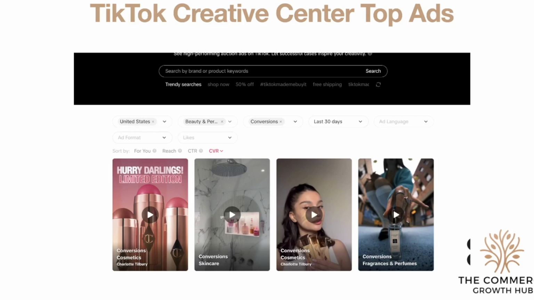Now, if I'm not mistaken, you do get an option whether you want your ads to show up here or not. I do think it's a way to block some ads. So I'm not saying these are the best ads for this niche in all of TikTok, but these ads are for sure working.